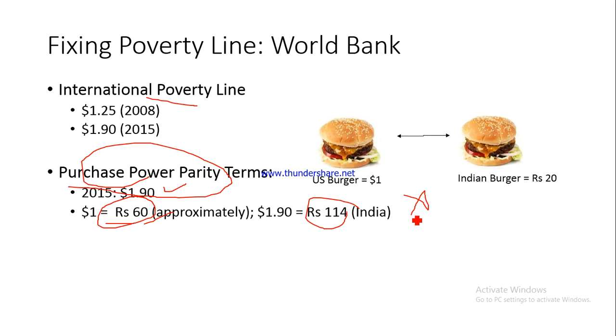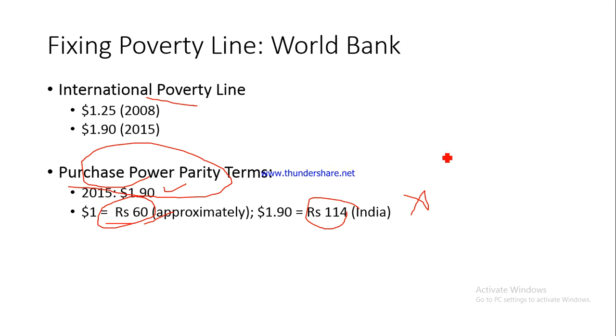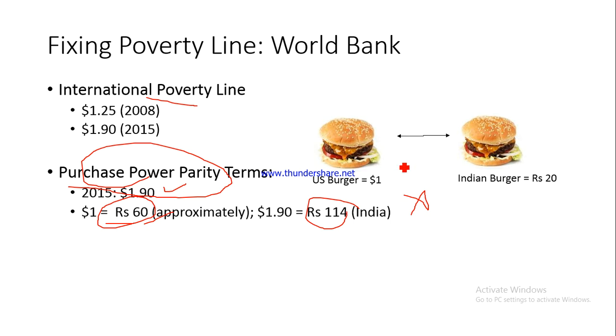And what do we mean by purchase power parity? Parity is equality. We are basically trying to equalize the purchase power of different countries. For example, if a US burger is available at $1 in America, and the same company McDonald's comes to India and sells the Indian burger at somewhere around rupees 20. Fine.